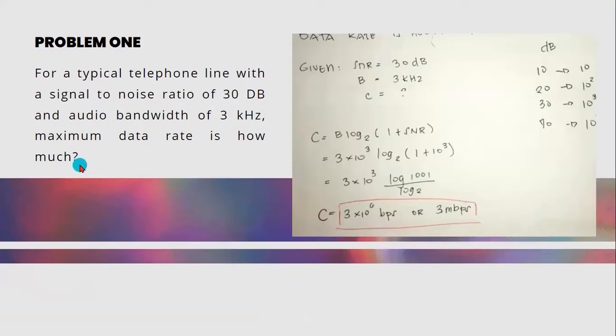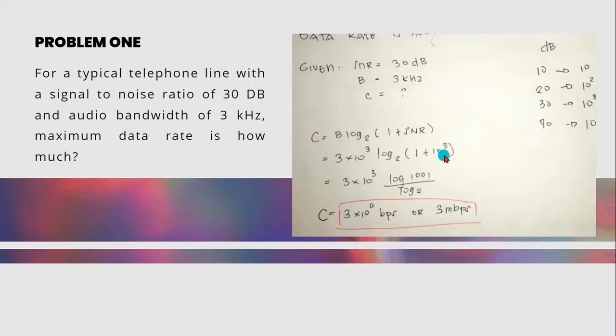So first, we need to identify in the problem what are the givens. For our SNR, or signal to noise ratio, we have 30 decibels. For our B, or bandwidth, we have 3 kHz, and C is the unknown value. So we can use the formula of channel capacity, C equals B log base 2 of 1 plus SNR, or S over N.